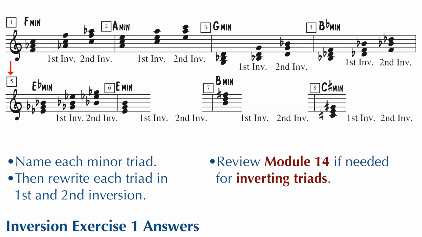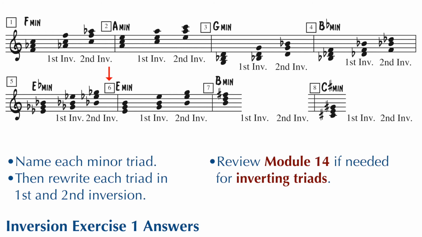To change that first inversion E flat minor to second inversion, raise that G flat an octave. Now we have a B flat in the bass, or as the lowest note. B flat, E flat, G flat, second inversion, E flat minor. Number 6, E minor. To change this E minor to first inversion, we're going to raise the root of that E minor, the E, an octave.